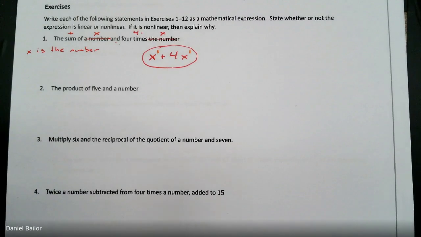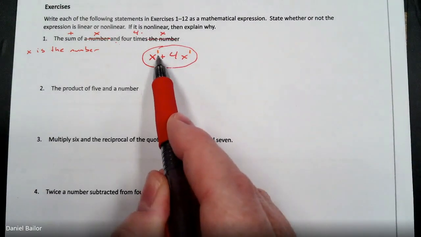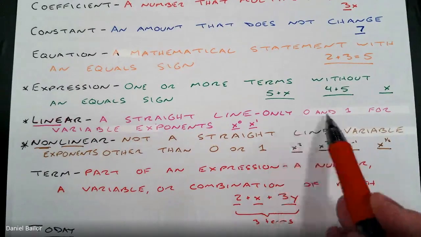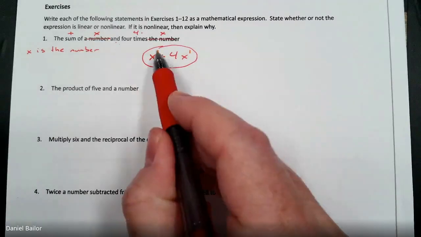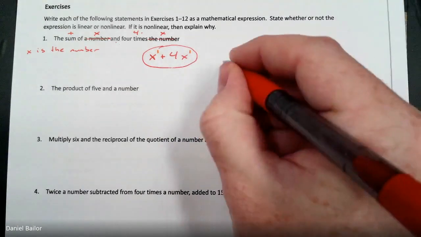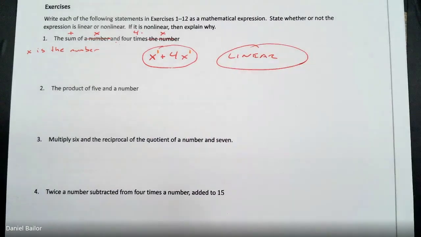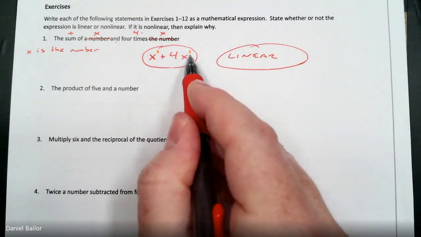So now the variable exponent is 1 for both of them, which means, going back to our definition, only 0 and 1. Well, I only have 1s, so this is linear. It's a linear expression because I only see an exponent of 1 with the variable.